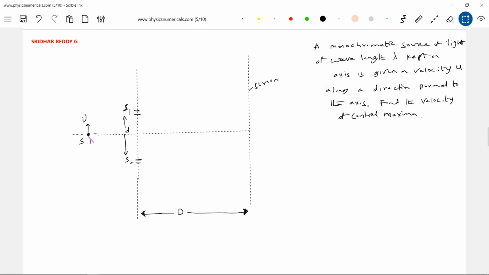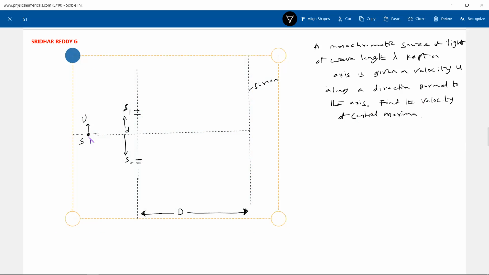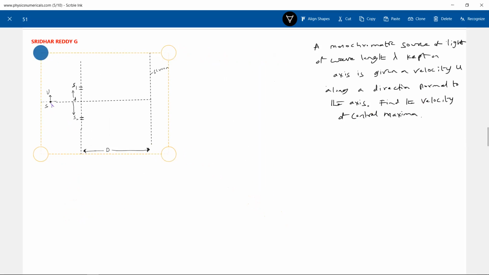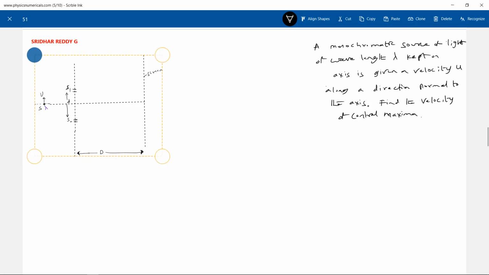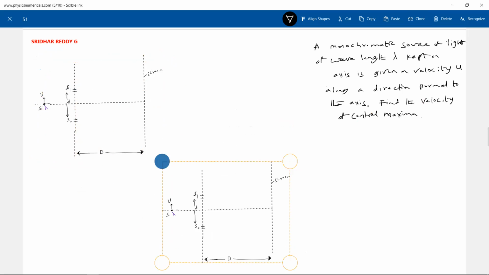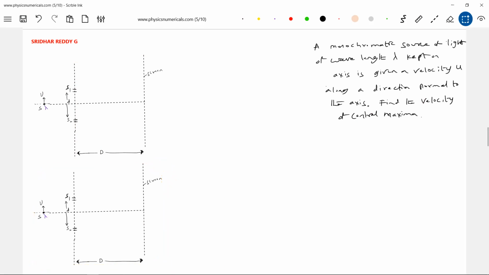Prior to this, go back. If the source is not on axis, what is the basic methodology? If the source is somewhere here, let it be at a distance a. Let this distance be L. Where the central maxima will be here.